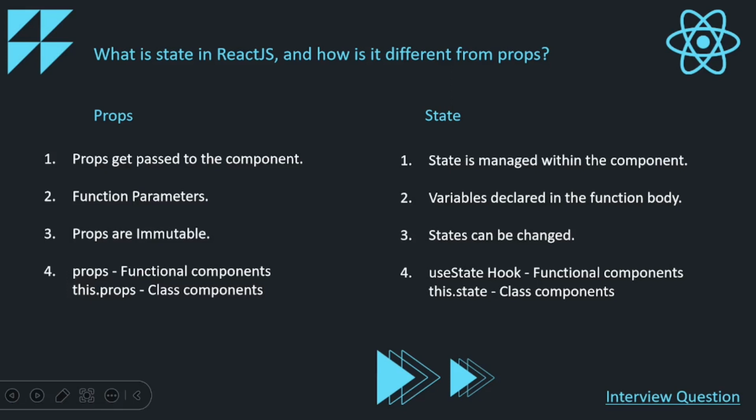Last is usage. In functional components, we make use of props itself, and in class components, we make use of this.props. And in functional components, we make use of the useState hook, whereas in class components, we make use of this.state for using state.